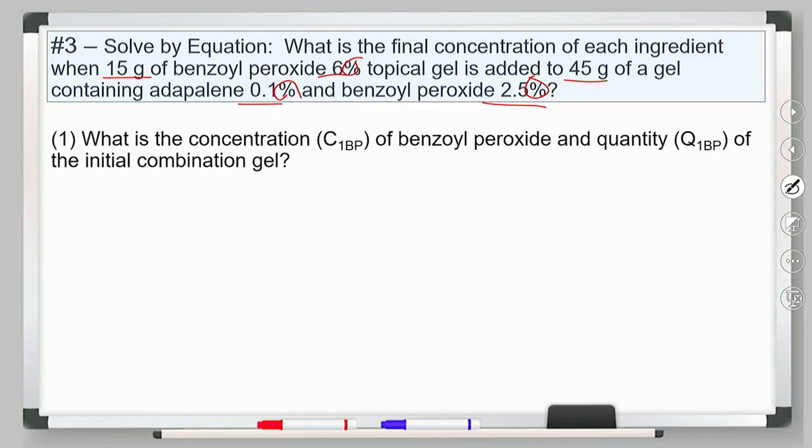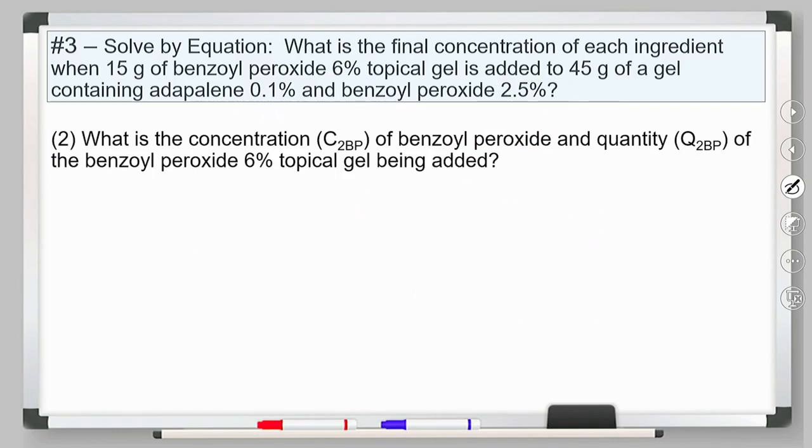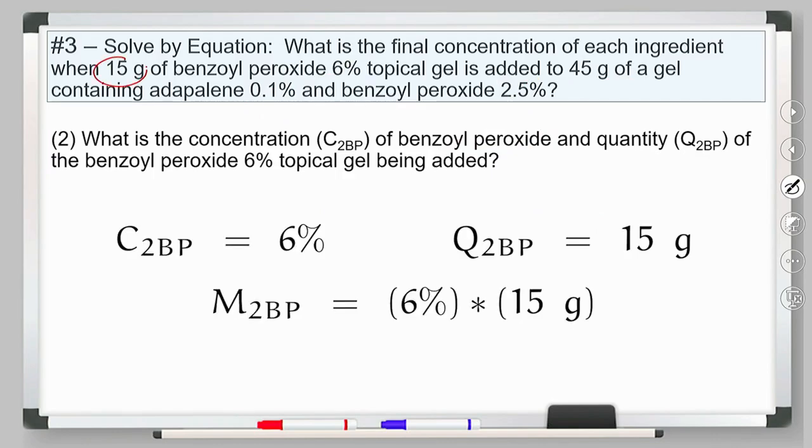So let's start. My first question is this original gel. If we start with the 45 gel here, let's start with benzoyl peroxide. What is the C and the Q of the benzoyl peroxide in that initial gel? So we've got 45 grams of the gel, and this gel contains 2.5% benzoyl peroxide, specifically just benzoyl peroxide. So 2.5% concentration in a 45-gram gel. That's what we're starting with. What are we adding to that? We are adding 15 grams of a gel that contains benzoyl peroxide, 6%.